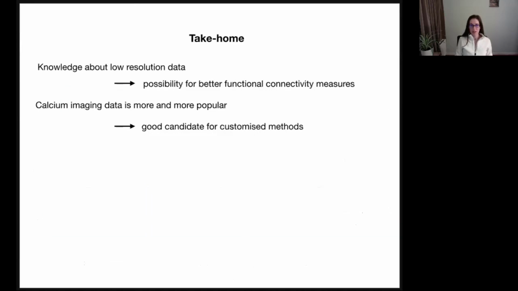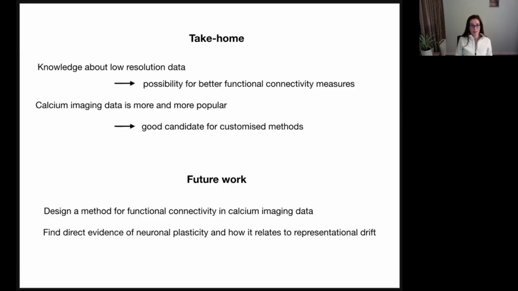The take-home message is that the dynamics coming from the physiology of the cell is more prevalent in high spatial resolution data than in low, and that suggests that we might need to look for other functional connectivity measures than what we apply for low spatial resolution data. What I would like to do next is to design a method for functional connectivity specifically for calcium imaging data, and then to use that to find evidences for neuronal plasticity and how it relates to representational drift, which is a very interesting topic that some of my colleagues have been working on.